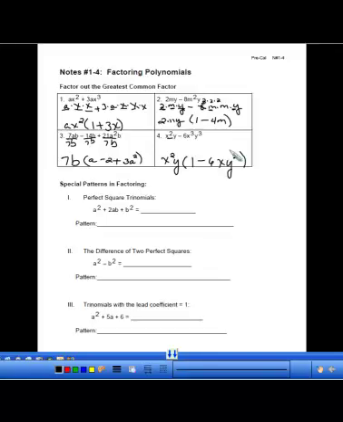Again, this should be review, but if it's not, you need to really work on the practice and get this straight in your mind. Alright, now there are some special patterns in factoring, and those are the ones I talked about yesterday, or maybe even earlier today, but in the last lesson.